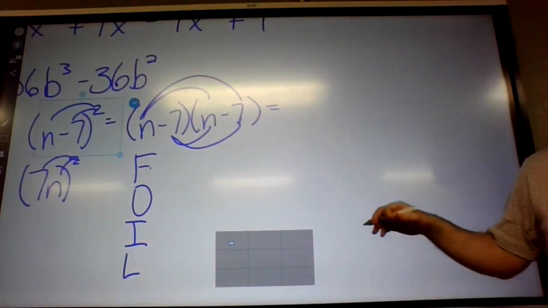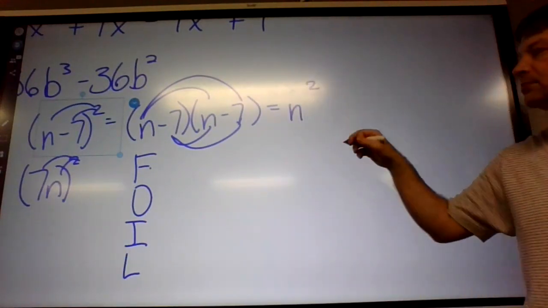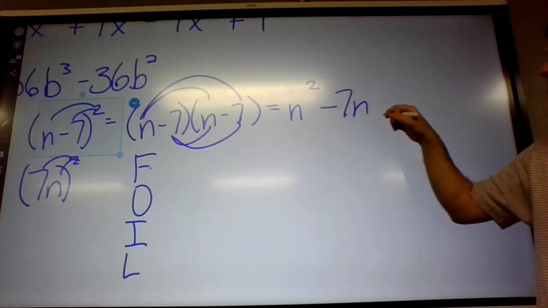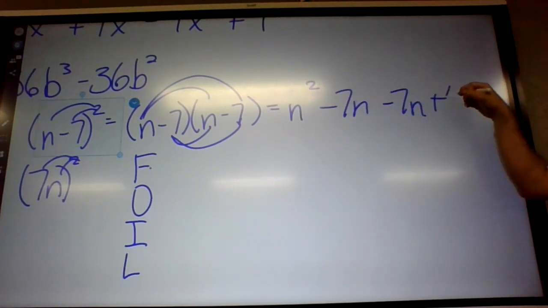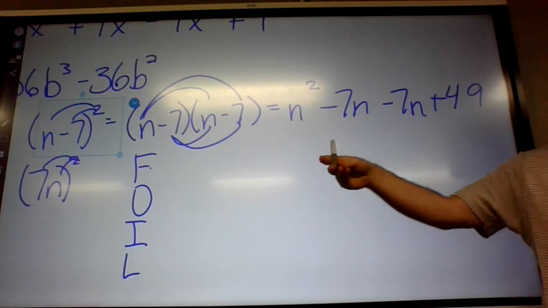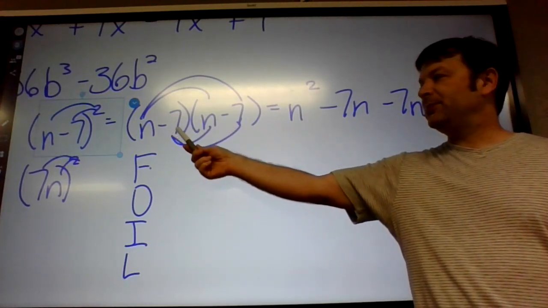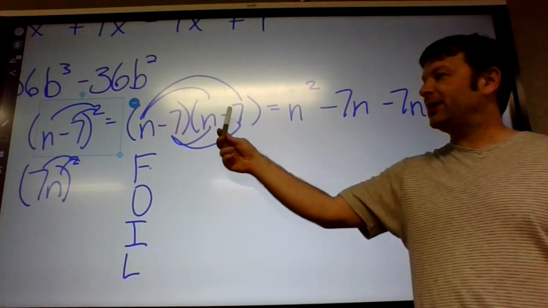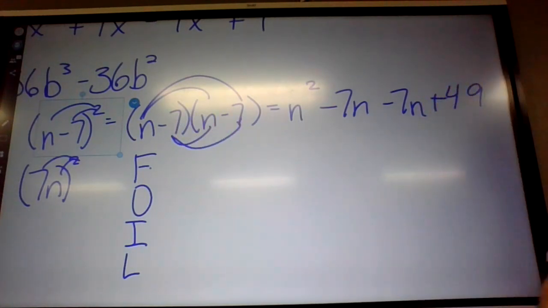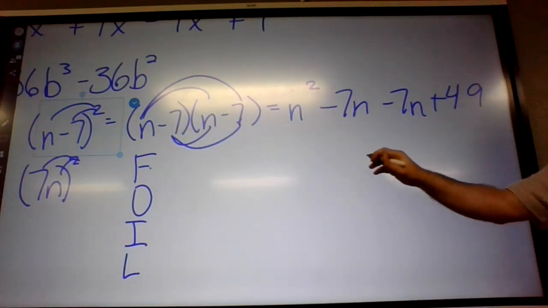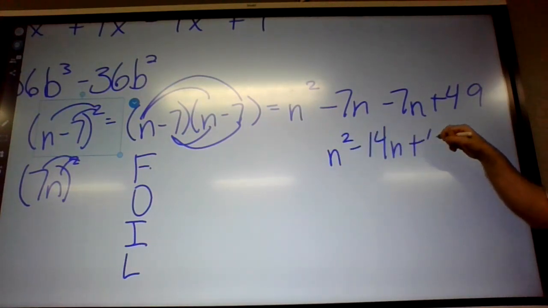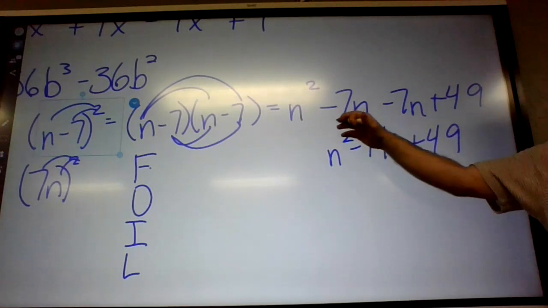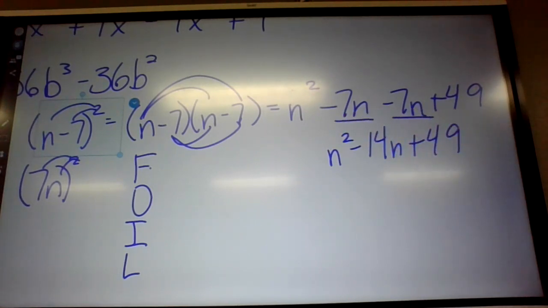So you get n squared minus 7n minus 7n plus 49. Yeah, negative 7 times negative 7. If people do miss it, it's usually the last one. Negative 7 times negative 7 is positive 49. And then it equals n squared minus 14n plus 49. Those two are like terms, so they add together. After you multiply, you can add your like terms together. Good job, James.